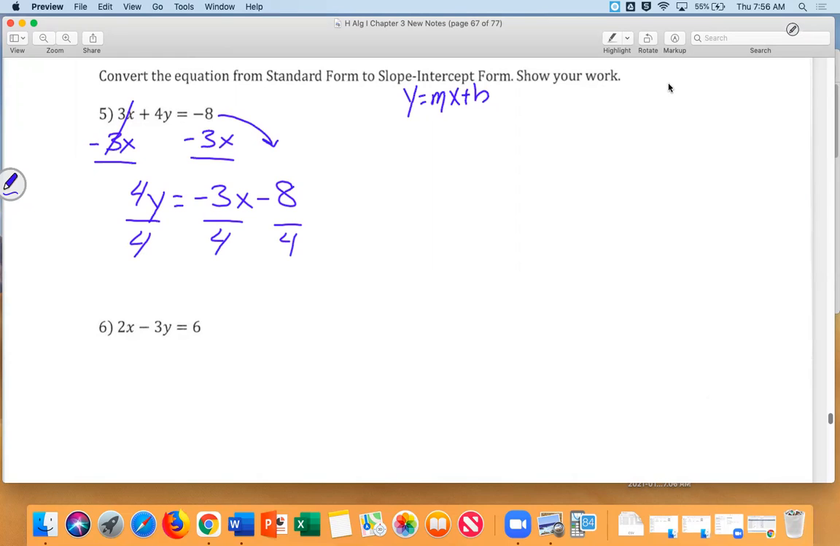That gives me 4 over 4. Well, that's just y. -3 over 4, I can't reduce it, so I just write -3 over 4, x. -8 over 4, well, that's -2. And as you know from last night's homework, that's pretty easy to graph, agreed? Even though if I did the cover-up method correctly, I would get the right answer, this one is going to allow me to graph it easier. So I'll give you a second to copy that down.